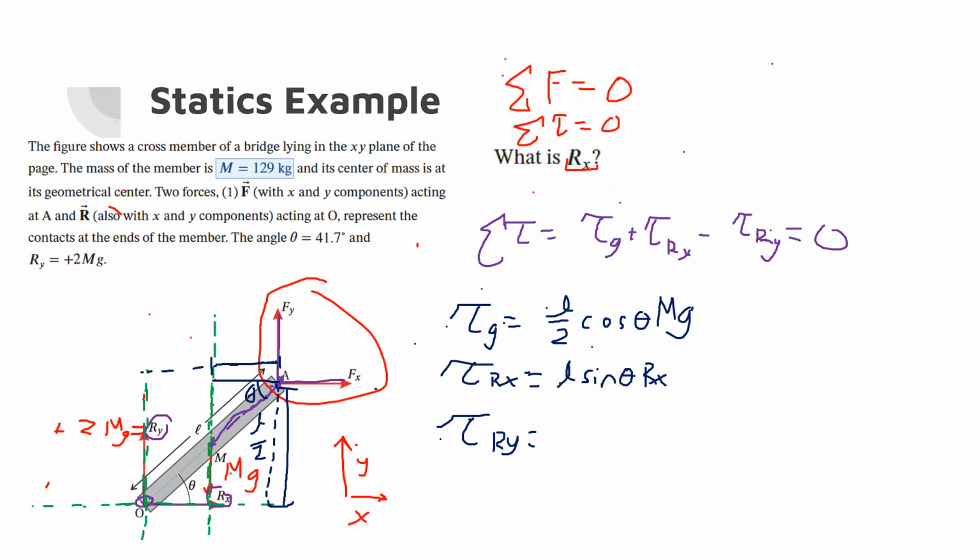Yeah, and so I'll have L cosine. And since I know that R sub y is plus mg, I'm going to put 2mg in front. Or, yeah, 2mg, like that. And then I just put those back into my equation.